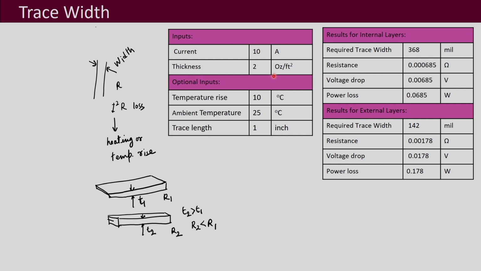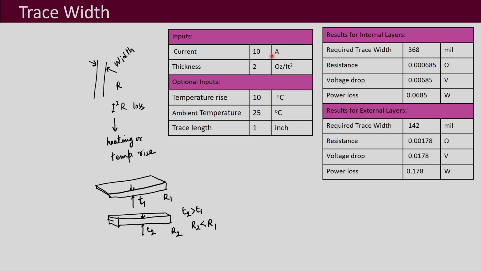You can Google, and sometimes in your design software itself, the PCB designing software itself, those calculators are present, and you can just substitute your current values there, and it will give you the calculation and how much your trace width is going to be. So the example is shown here.